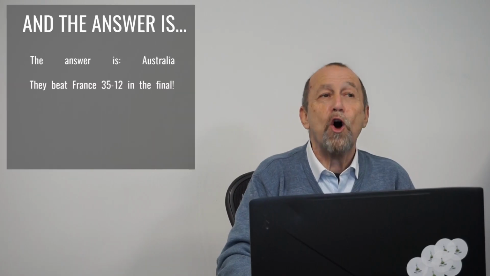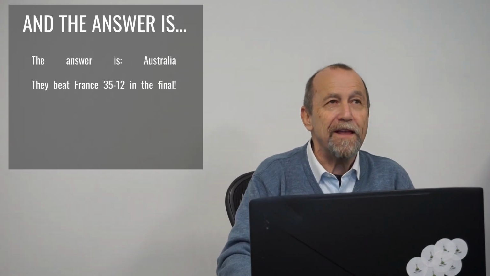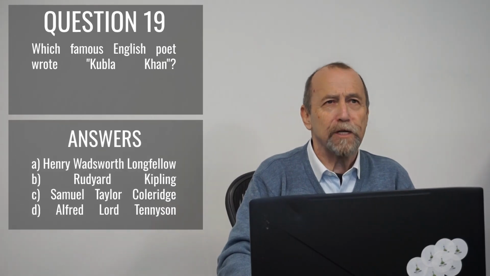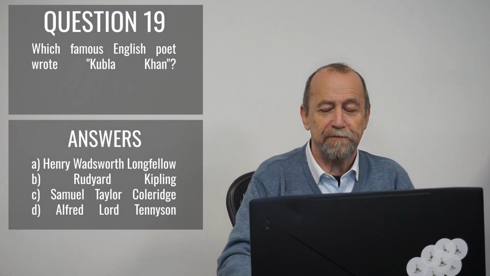And the answer is Australia, who beat France 35-12 in the final. Question 19. Which famous English poet wrote Kubla Khan? Was it Henry Wadsworth Longfellow, Rudyard Kipling, Samuel Taylor Coleridge, or Alfred Lord Tennyson?